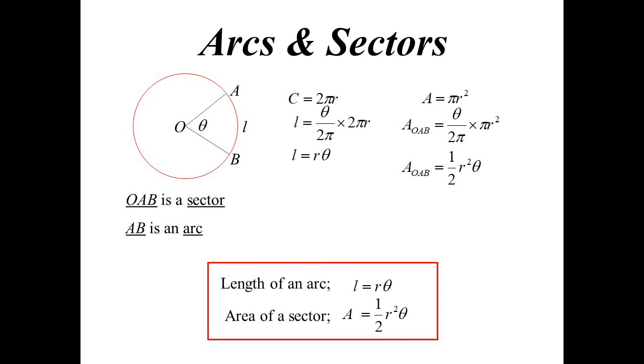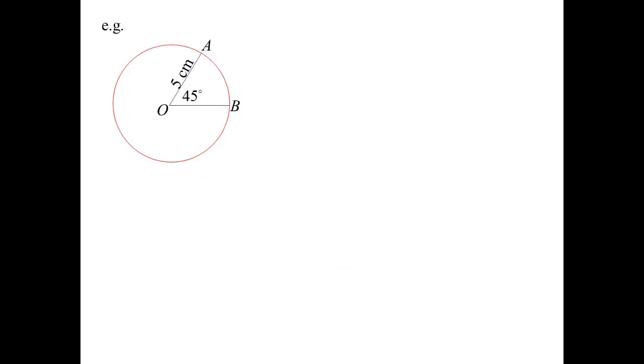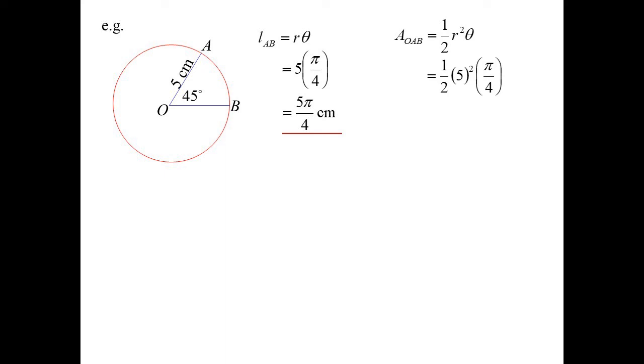All right, let's do an example. There's a circle, but you'll notice the angle they've given us is in degrees. So we're going to have to convert that. So when we use our formula r times theta, we don't go 5 times 45. That would be incorrect. But 5 times pi on 4. So we have 5 pi on 4 centimetres. And if I want to find the area, half r squared theta, and what do we end up with there? 25 pi on 8 centimetres squared.